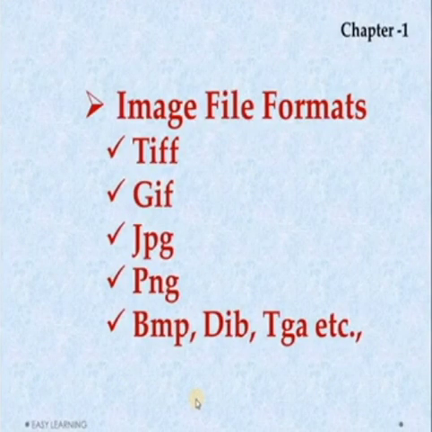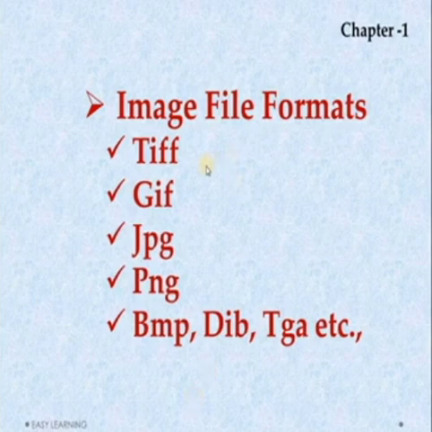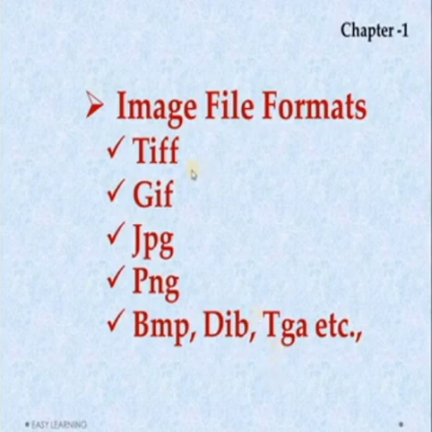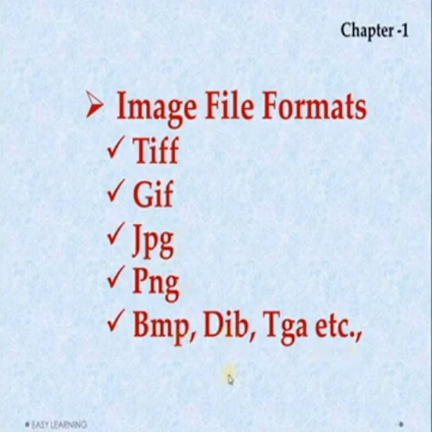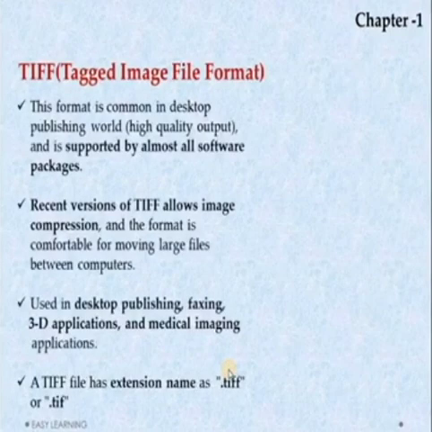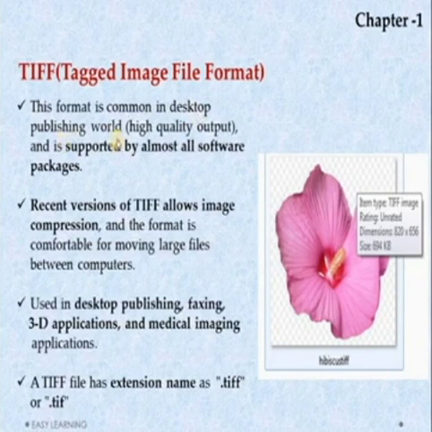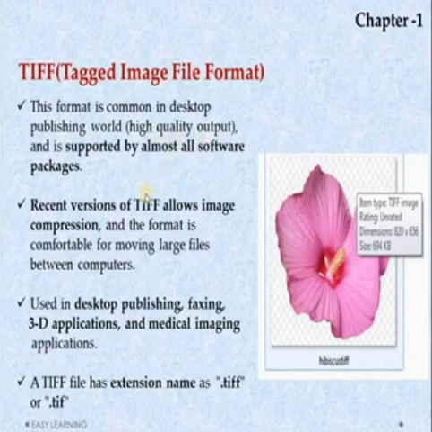Next, image file formats. There are many kinds of image file formats in usage. Here we are going to see some of the image file formats which are in your book. TIFF, GIF, JPG, PNG, BMP, DIB, TGA, etc. First we see about TIFF. Full form is Tagged Image File Format. This format is common in desktop publishing world. That means it supports high quality output.